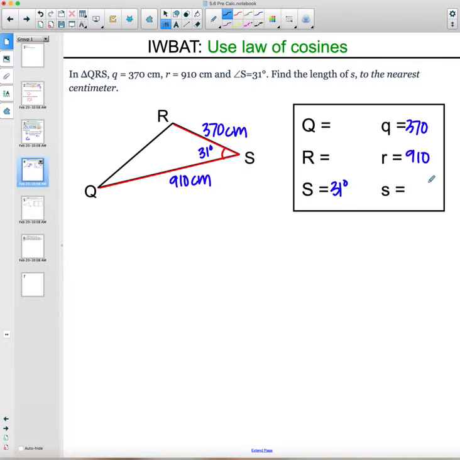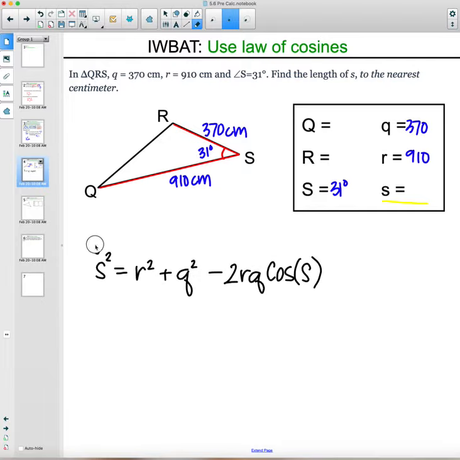We're going to solve for side s first because it's the one that's missing. So when I go to set up this formula, it's going to be s squared equals, and then the other two sides: r squared plus q squared minus 2 times side r times side q, cosine of the angle that's over here. We've got side s over here, so we're going to be doing angle S in our cosine. That's how you're going to set up the law of cosines formula.